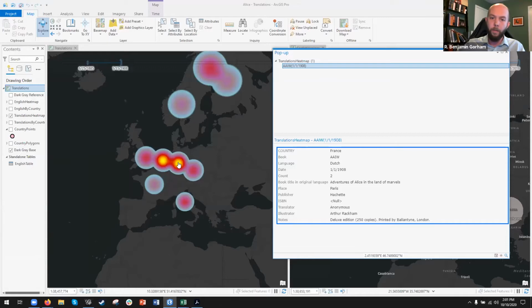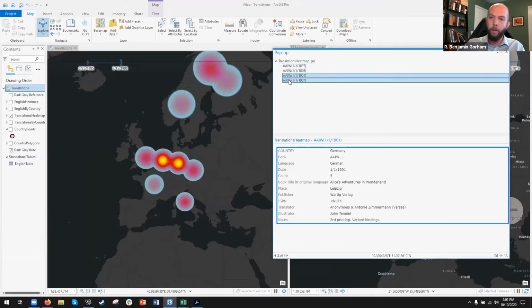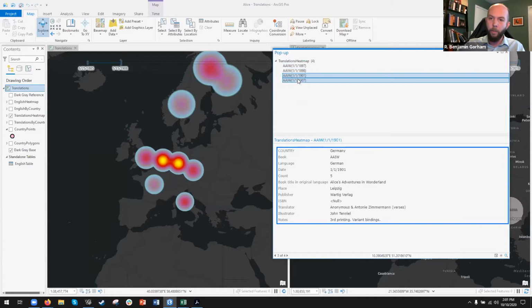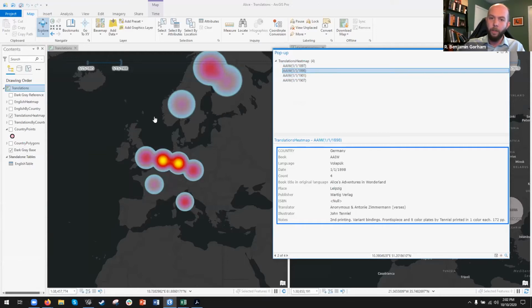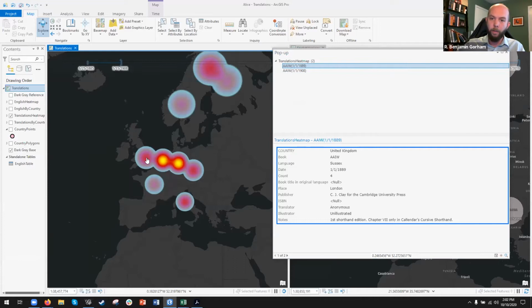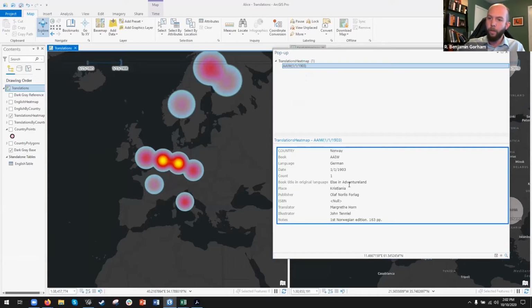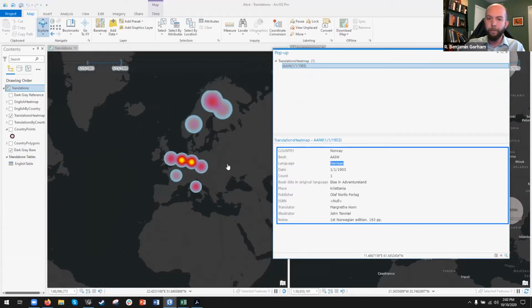So if we click on one of these features, we can see there were 4 different Alice in Wonderland editions that were published in Germany. You can see various languages that they were representing, the exact years of their publication, where in Germany, their publisher, all of these things. Let's take a look. The UK, these 2 were available. Up in Norway, we have, oh, it's a German publication in Norway, that sort of thing.